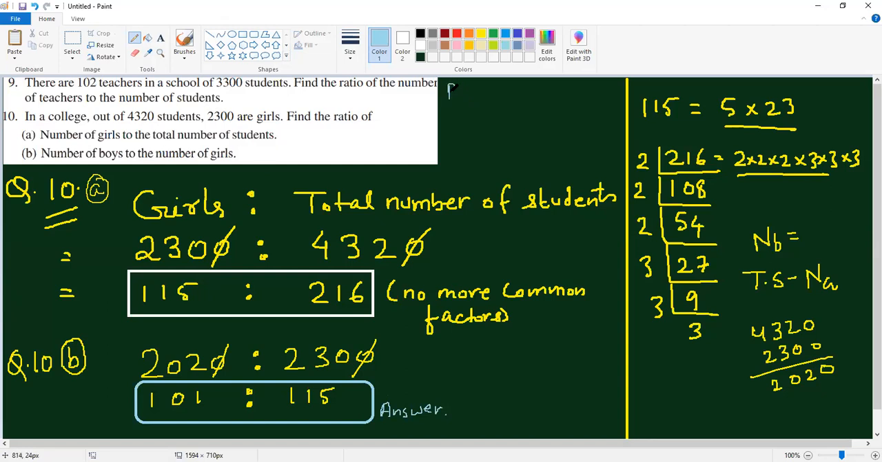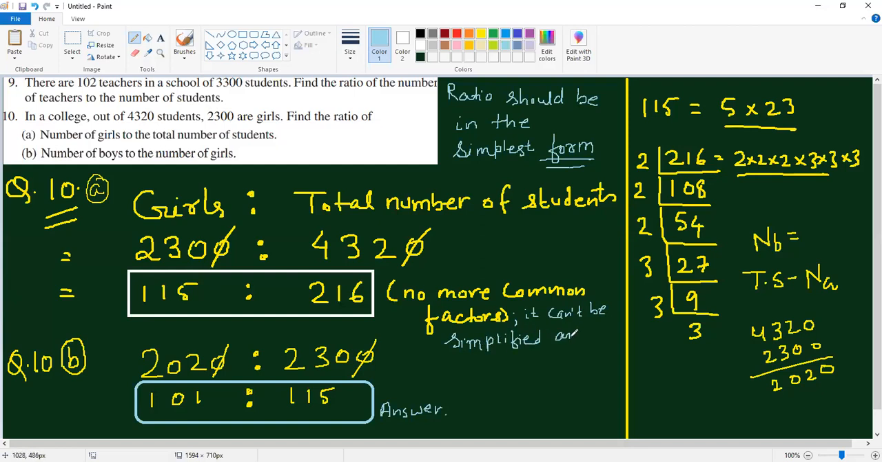So the ratio should be in the simplest form. Okay. It cannot be simplified any further. Okay, this is the answer here. That's all for today.